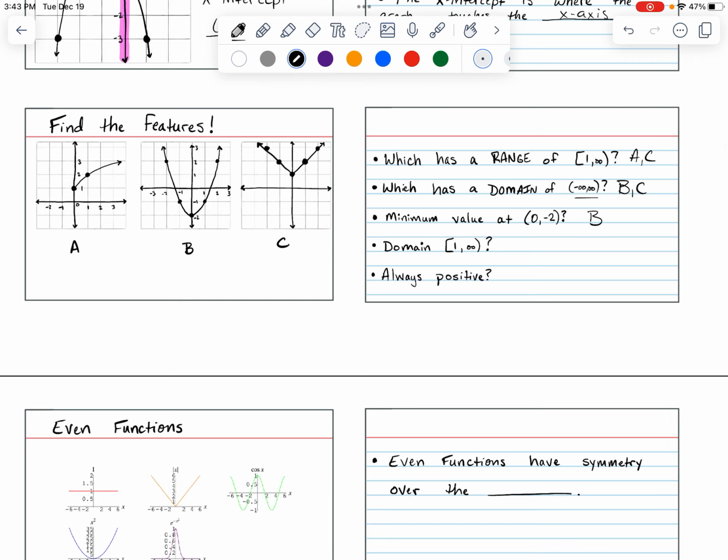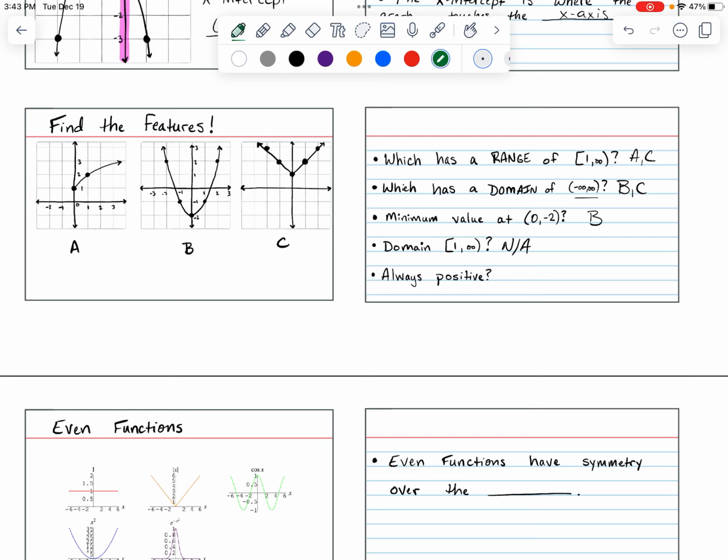How about a domain from 1 to infinity? Since B and C have a domain of negative infinity to infinity, A is the only one to look at. Its domain goes from, well, not 1 to infinity. This domain goes from 0 to infinity. So we would say none for this.